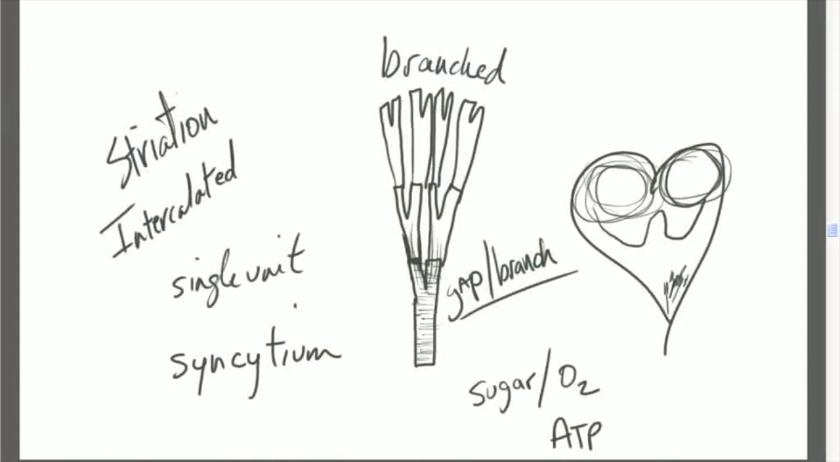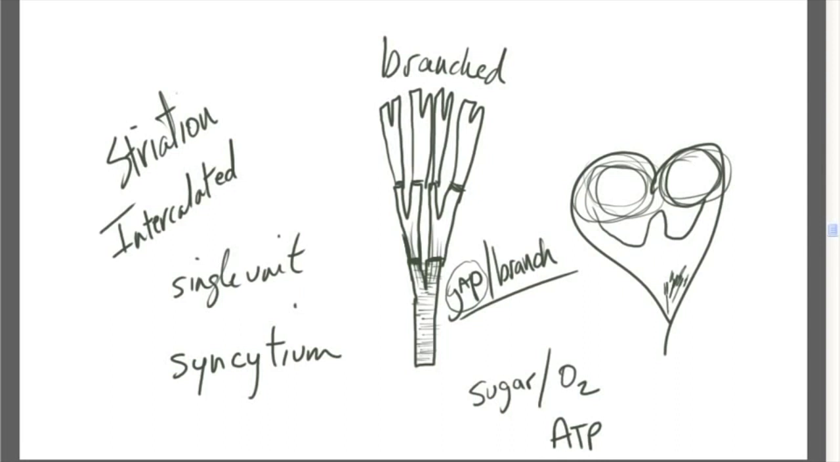Look here. Here's a branched cell. Here's the disc. Inside of that disc, we have gap junctions. Gap junctions. Don't try to draw it. You don't have to draw the whole thing. Look what I'm showing you. Here's one cell with it.